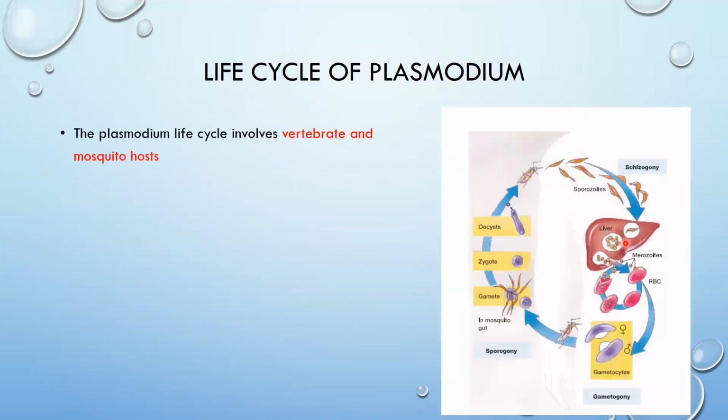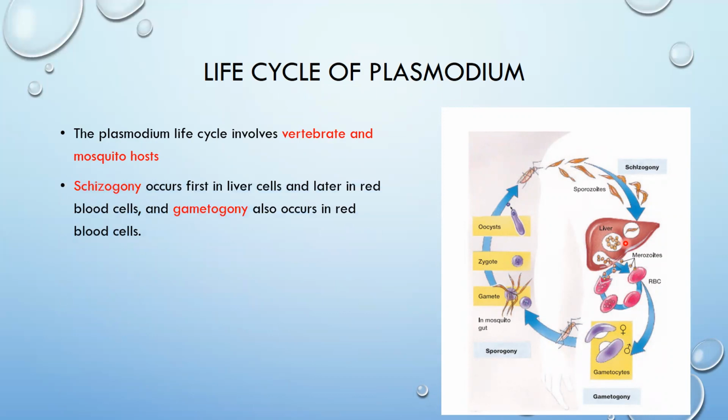Now, the life cycle of Plasmodium. It involves the vertebrate and the mosquito hosts. Schizogony occurs first in the liver cells and later in the red blood cells, and gametogony also occurs in the red blood cells. So initially, when an infected mosquito bites a vertebrate host, it injects sporozoites. This point is very important.